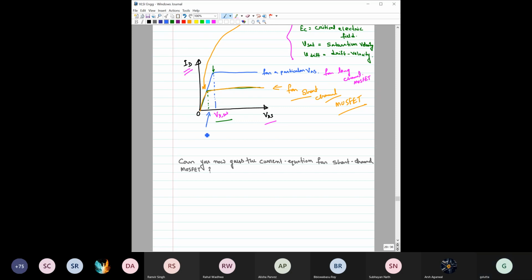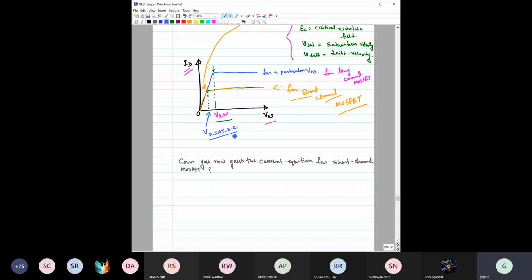Alisha, please tell me. So it would be similar only. Only the VD sat would be replaced by a smaller value. Okay, so what would be the expression in the linear region? Will there be any change in the linear region? No, sir. Okay. But what about in the saturation region? That value will change, right? Yes, sir.